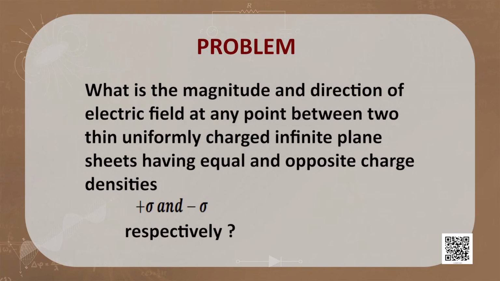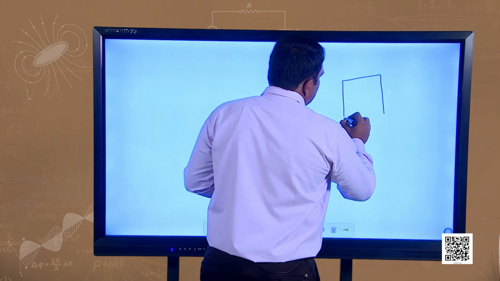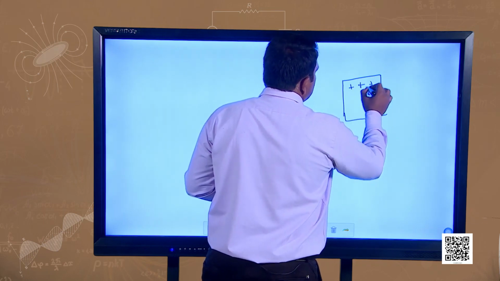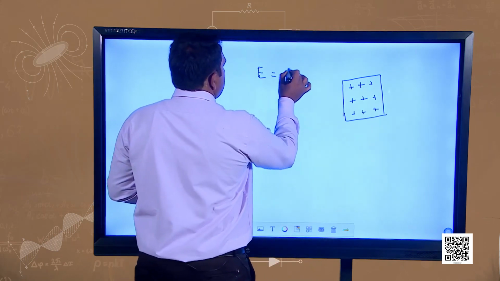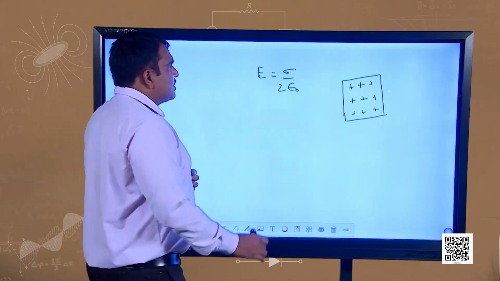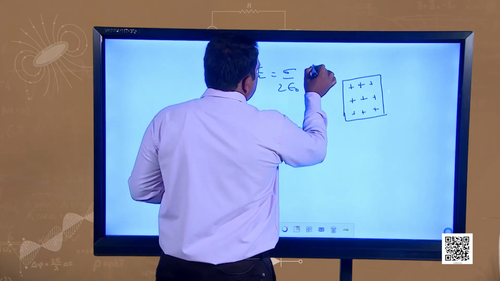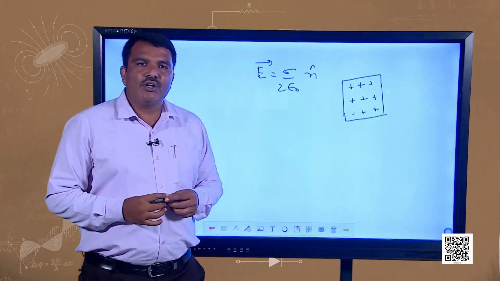What is the magnitude and direction of electric field at any point between two thin uniformly charged infinite plane sheets having equal and opposite charge densities plus sigma and minus sigma? So, we know that electric field due to a uniformly charged thin infinite sheet is equal to sigma by 2 epsilon naught, and it is always normal to the surface of the sheet. So, this is the electric field due to a thin infinite sheet of charge.